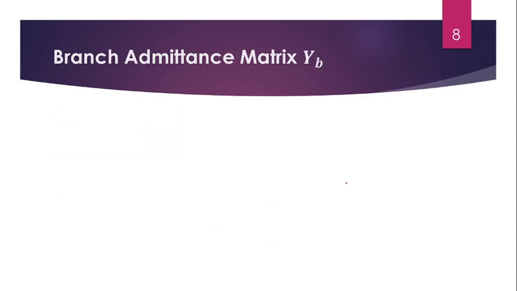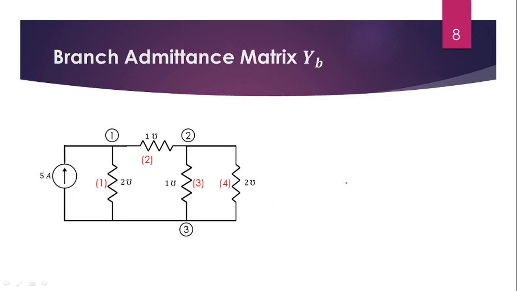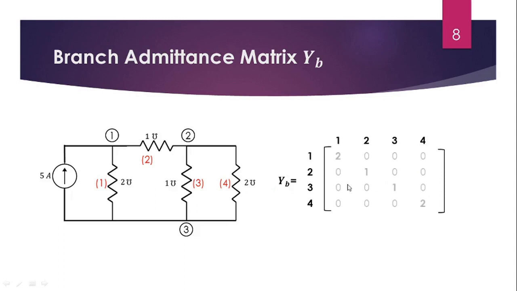The branch admittance matrix we can find from the circuit. The branch admittance matrix is the matrix of number of branches versus number of branches. In branch 1 and branch 1 there is 2 mho. In branch 2 and branch 2 there is again 2 mho admittance. Branch 3 and branch 3 there is 1 mho. Branch 4 and branch 4 there is 2. Hence we get a 4 by 4 matrix, and that matrix is this one. Only diagonal elements exist, the remaining elements are 0. So this is the branch admittance matrix.